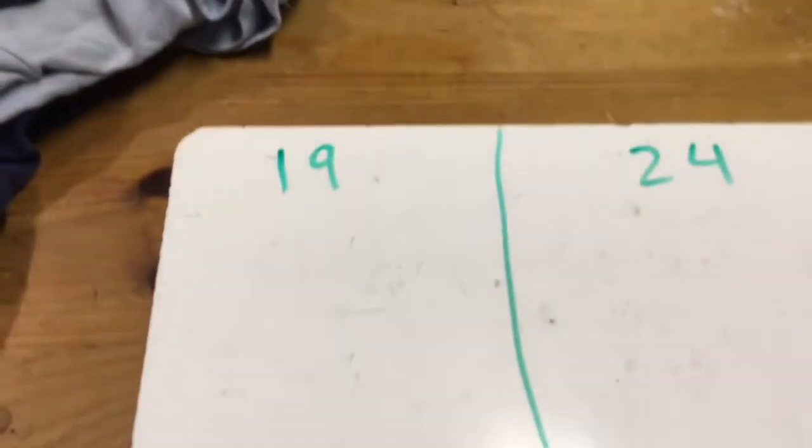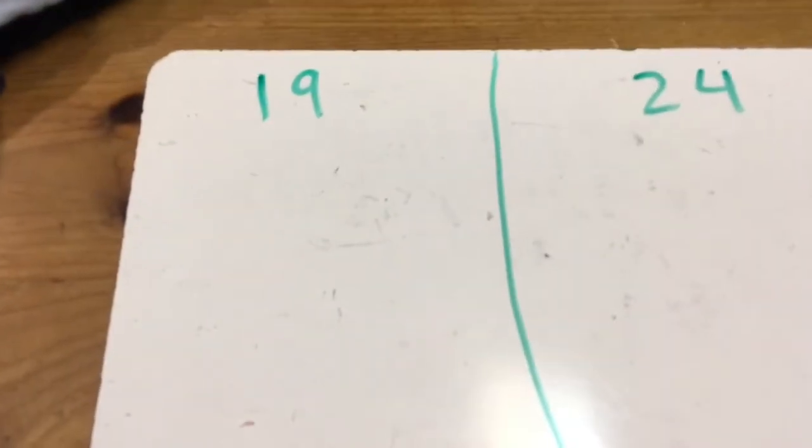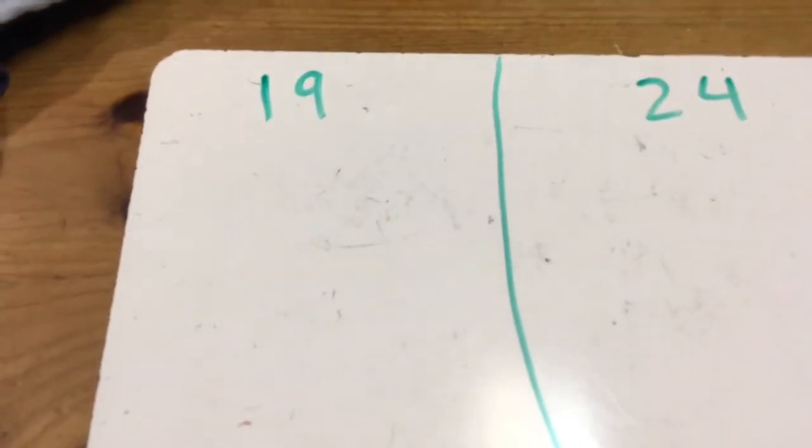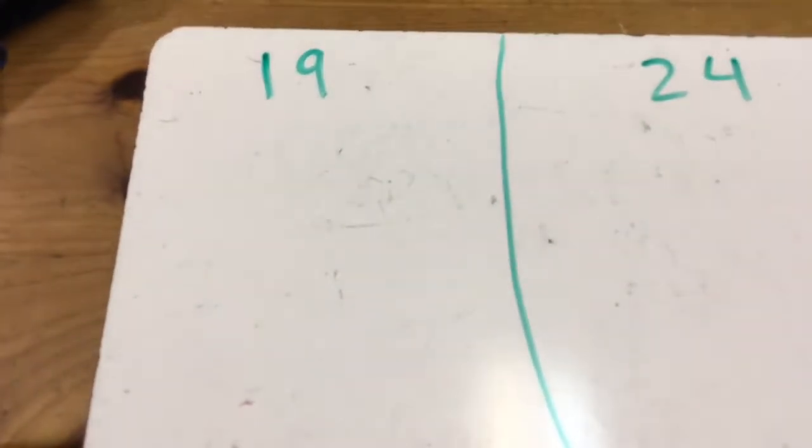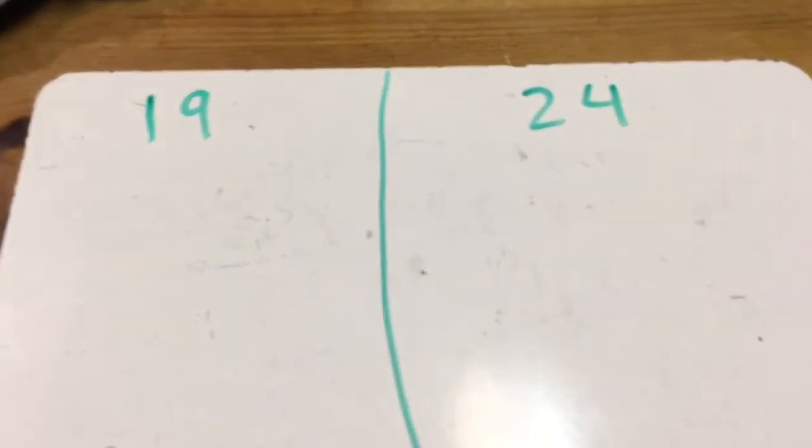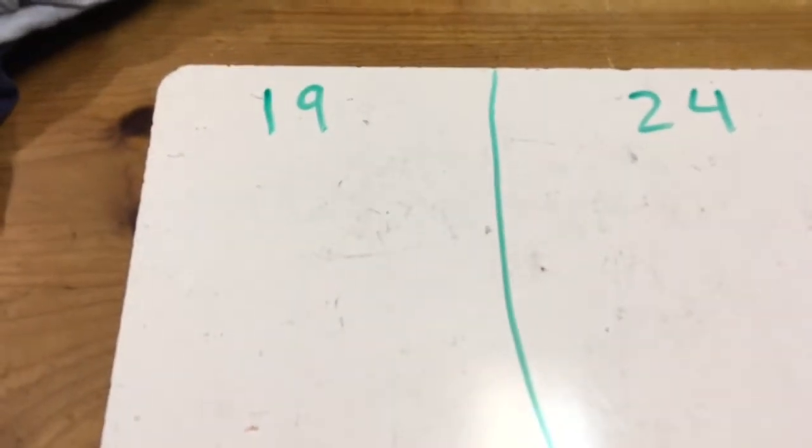Okay, this is your assignment. You're going to see some numbers, and I want you to tell me if they're prime or not prime. There's 19, there's 24. 19.